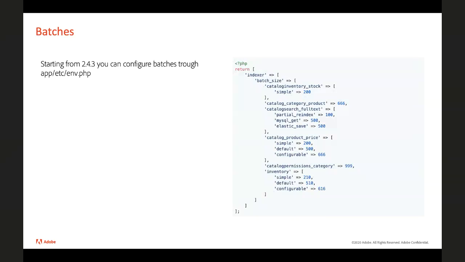Starting from the next release, 2.4.3, we support batch sizes for the indexers that you can set in the env.php file. The documentation is coming; it will be on the official website. We will also write an article for the dev blog. It will definitely help you if you're struggling with some indexer. You can go ahead and use it and find the best numbers that work for you.